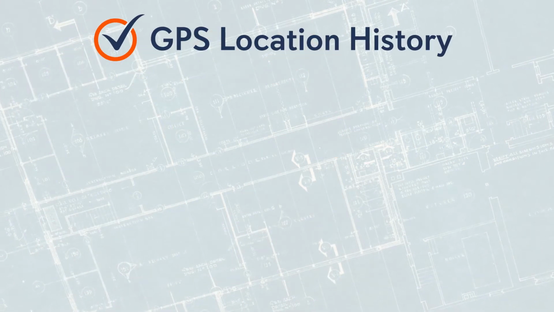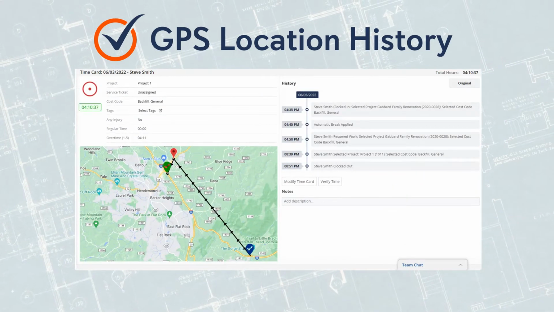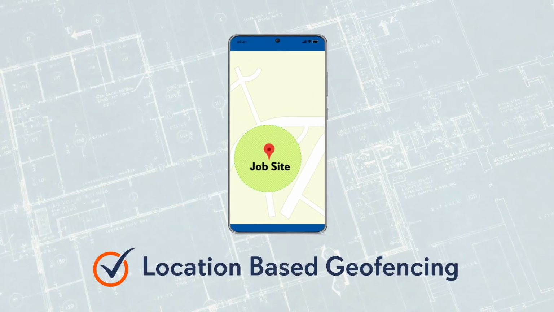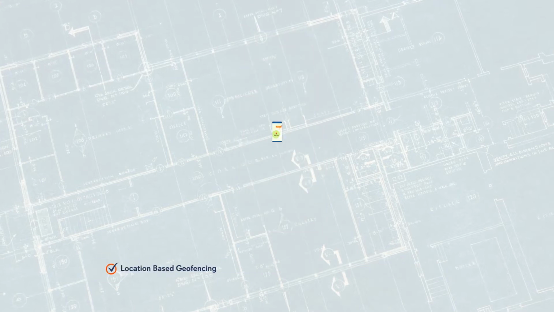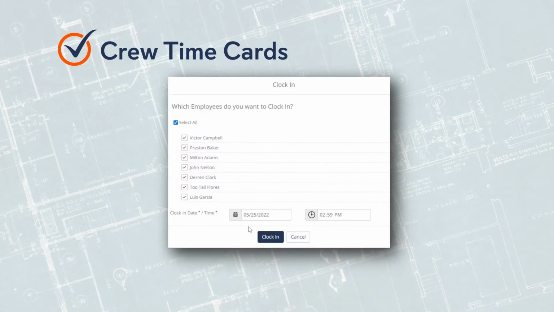With GPS location history, you will know where your employees really were throughout the day. With location-based geofencing, you can restrict your employees to only be able to clock in and out when at the job site. And with crew time cards, you can clock them all in at once.